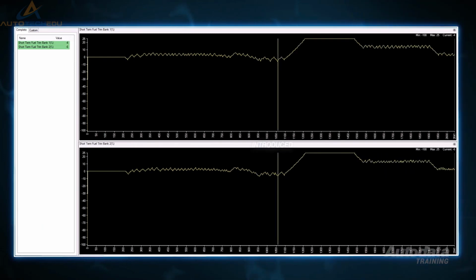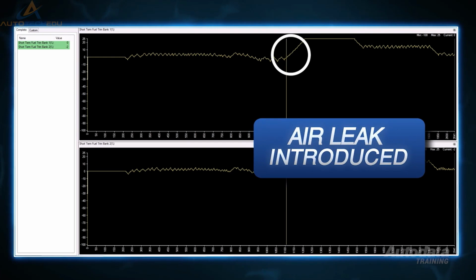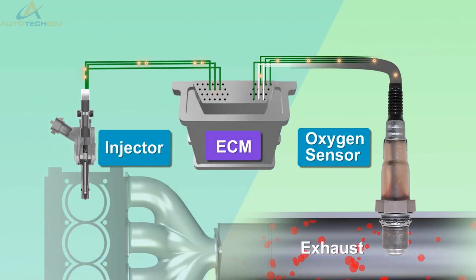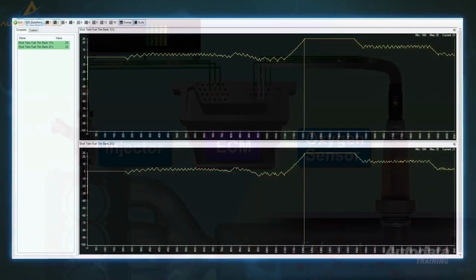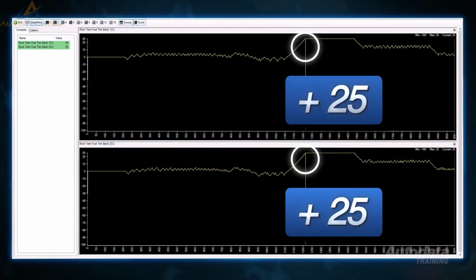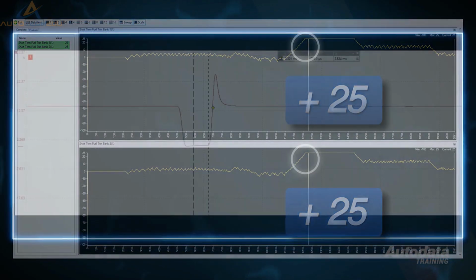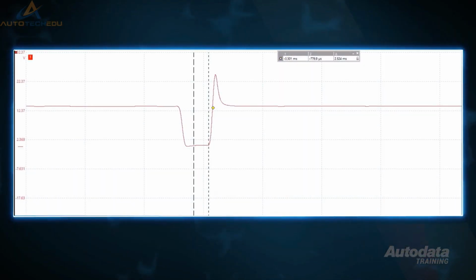You'll notice that shortly after the air leak is introduced, the short-term fuel trim changes to a positive value. This means the ECM is responding to changes in the mixture as a result of the upstream oxygen sensor feedback. The greater the air leak, the higher the positive value of the short-term fuel trim. The higher the trim value, the longer the injector pulse width.